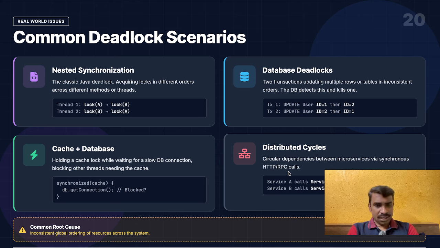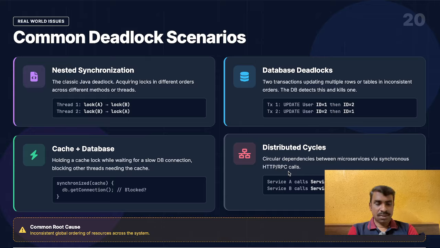Nested synchronization, I already explained. Database deadlocks: two transactions updating multiple rows or tables in inconsistent orders. The DB detects this and kills one. Okay, that is called database deadlocks.